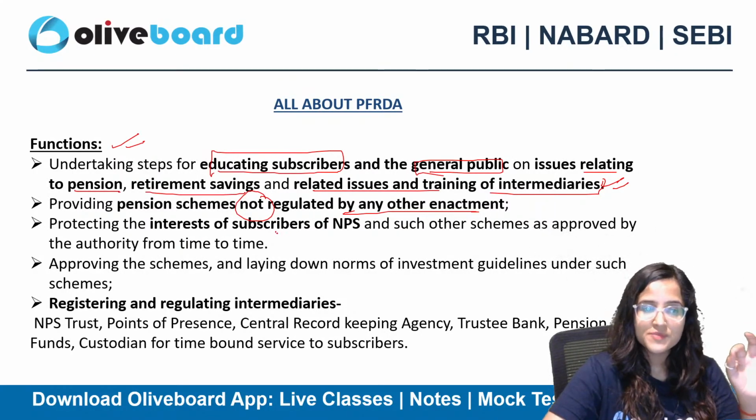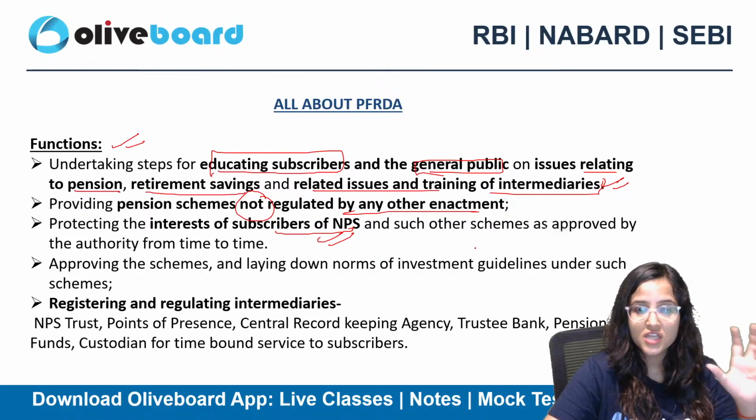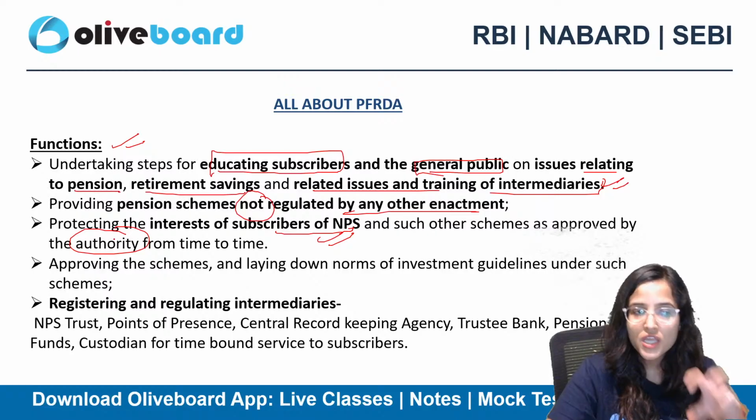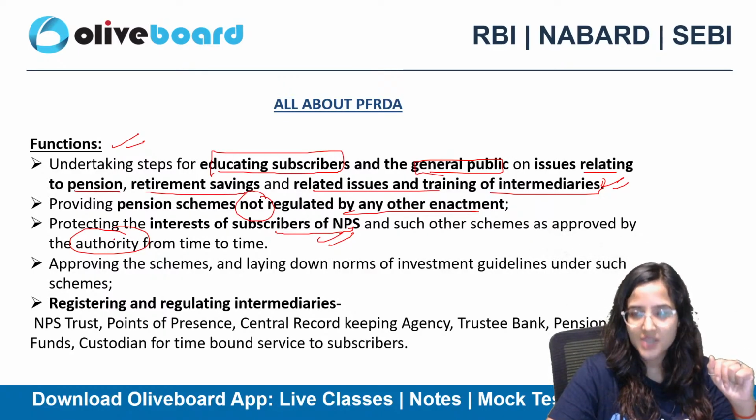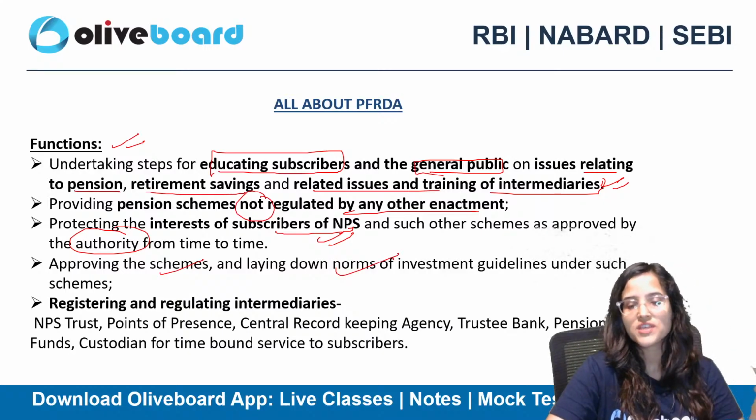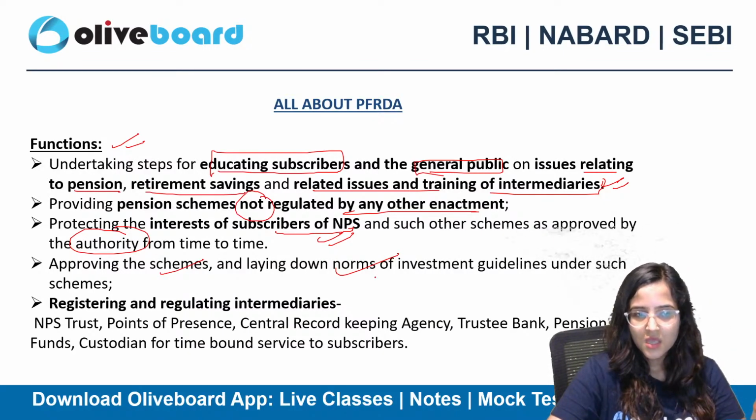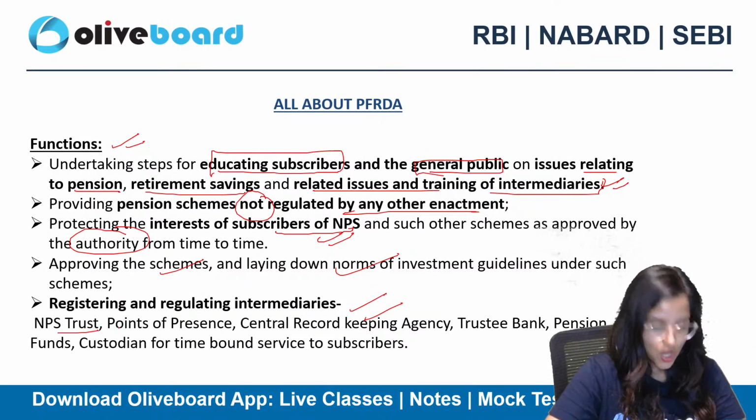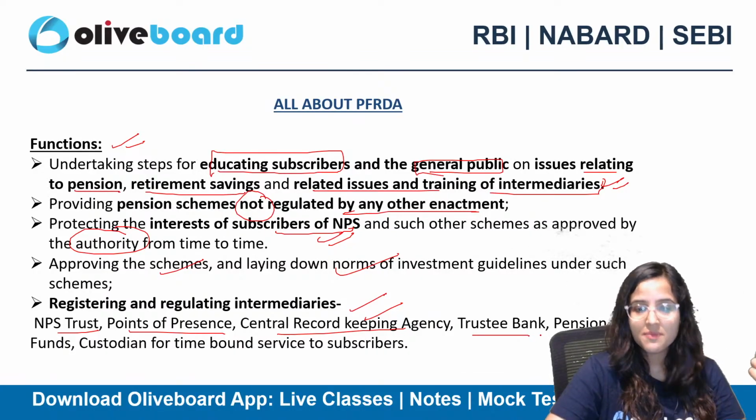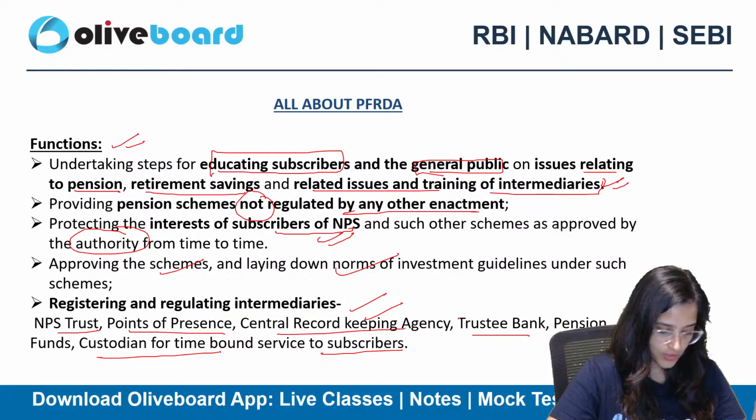Protecting the interests of subscribers of NPS and such other schemes as are approved by this authority from time to time. So we have this regulatory body which protects the interests of the subscribers. It approves certain schemes, lays down certain norms for investment guidelines and all. And it helps in registering and regulating the intermediaries. Which are the intermediaries? NPS Trust, Points of Presence, Central Record Keeping Agency, Trustee Bank, Pension Funds, Custodian for time-bound service to subscribers.